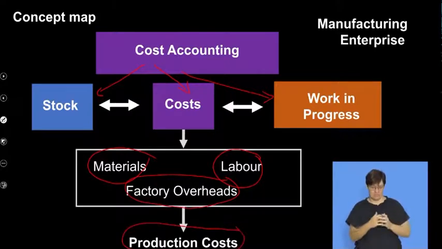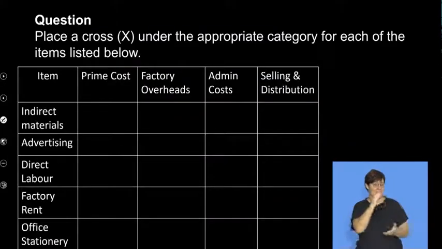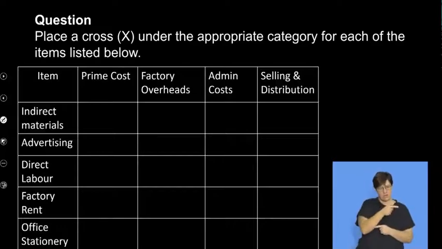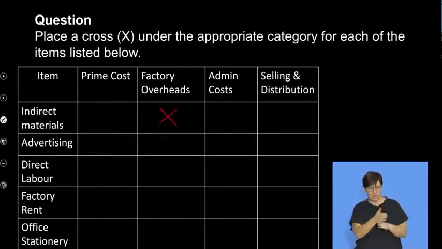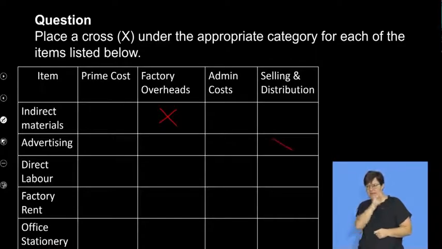Okay, right, the activity that I promised you, here we go. Let's take the item and place it within the correct column where it needs to be. For example, indirect materials. Based on the activity that we've done, we know that that is a factory overhead, right? Advertising, clearly you know that that has to do with selling, so obviously it would be a selling and distribution expense. Next one, direct labor.